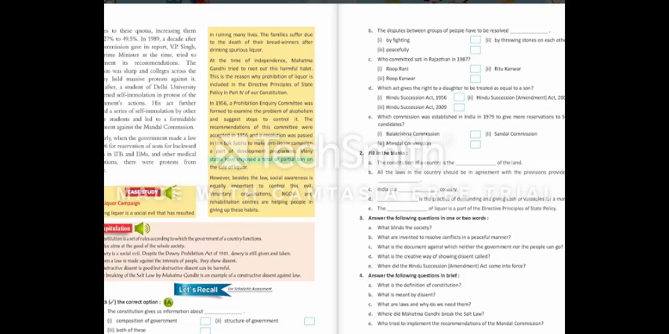Many states have imposed a total or partial ban on the sale of liquor. However, besides the law, social awareness is equally important to control this evil. Voluntary organizations, NGOs, and rehabilitation centers are helping people in giving up these habits.